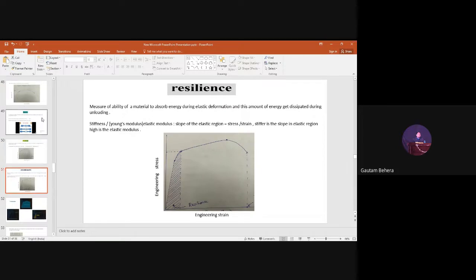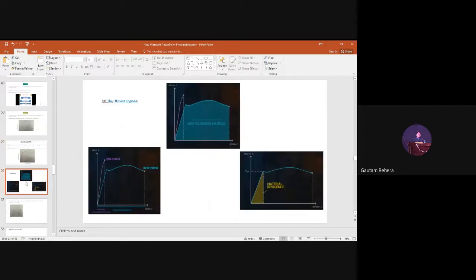I think you have understood all these important properties of a material. You can look at these curves. Look at this curve, right? This pink color shows a brittle material behavior, and the blue curve shows the ductile material behavior.